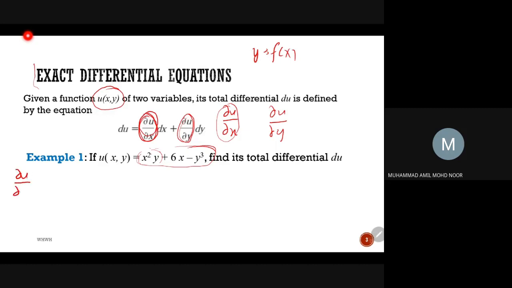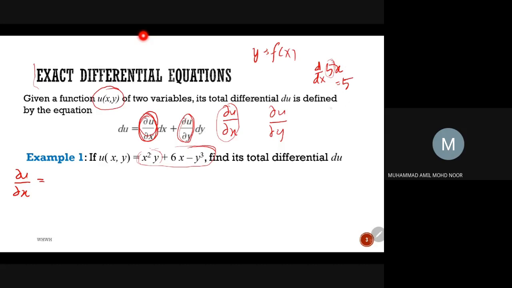del u over del x, maknanya kelas, all the 3 terms sekarang ni, kita differentiate dia dengan consider x is variable, yang y tu kita anggap dia sebagai constant. Faham tak maksud saya? Macam kalau you differentiate 5x, d dx of 5x, 5 ni you anggap sebagai constant kan? So maknanya kalau 5x you differentiate, you dapat 5, respect to x.